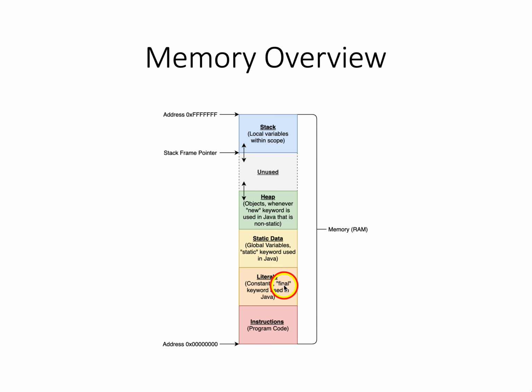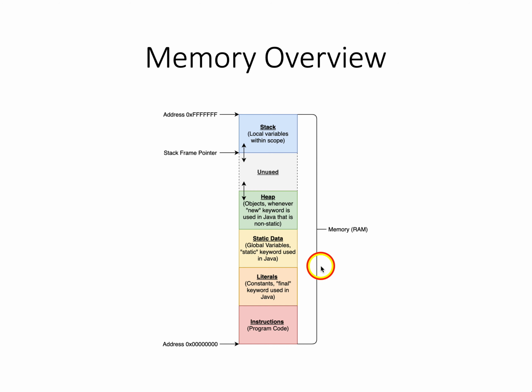The literals are constants, so they have the final keyword in Java. Static data, so these are global variables. They use the static keyword, and this is static referring to variables, not methods, but anytime the static keyword is used with a variable.